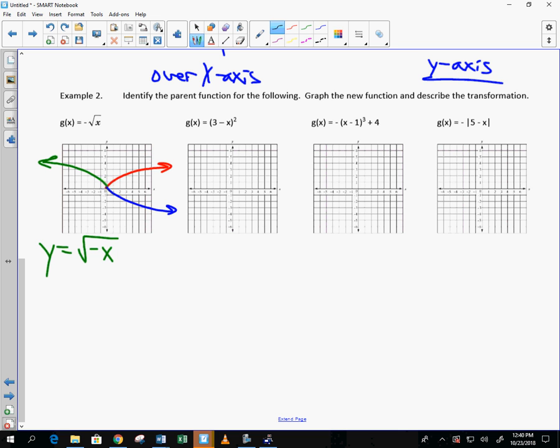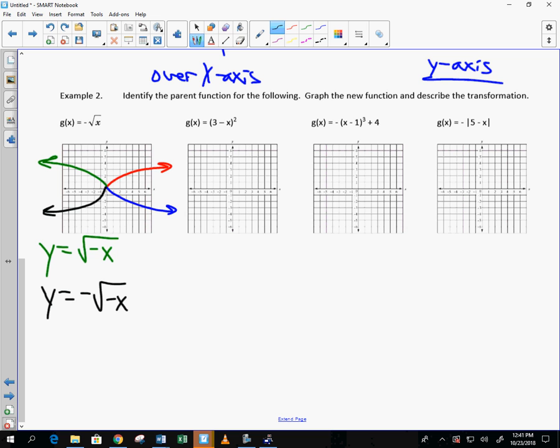Let's take it one step further. What if I did negative root of negative x? Some people say negatives are going to cancel. They're not. This is a vertical flip and a horizontal flip. Yeah, we can definitely produce all four of those. That's how they would look.